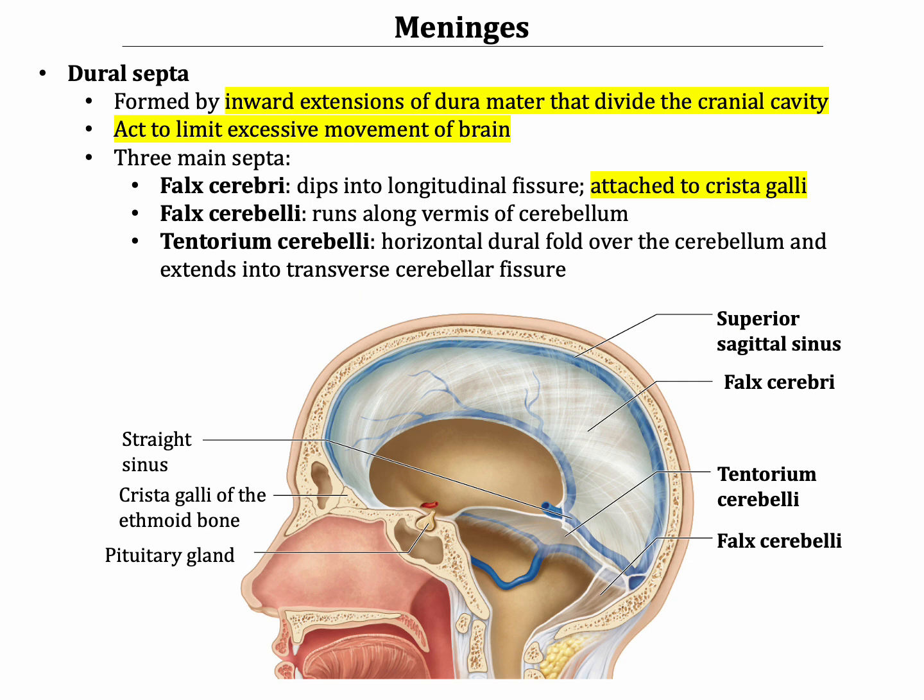Tentorium cerebelli, that is a horizontal fold over the cerebellum, extending into that transverse cerebral fissure, separating the cerebrum and the cerebellum. So again, overall function here really to limit excess movement of the brain, really stabilizes it within the cranium.